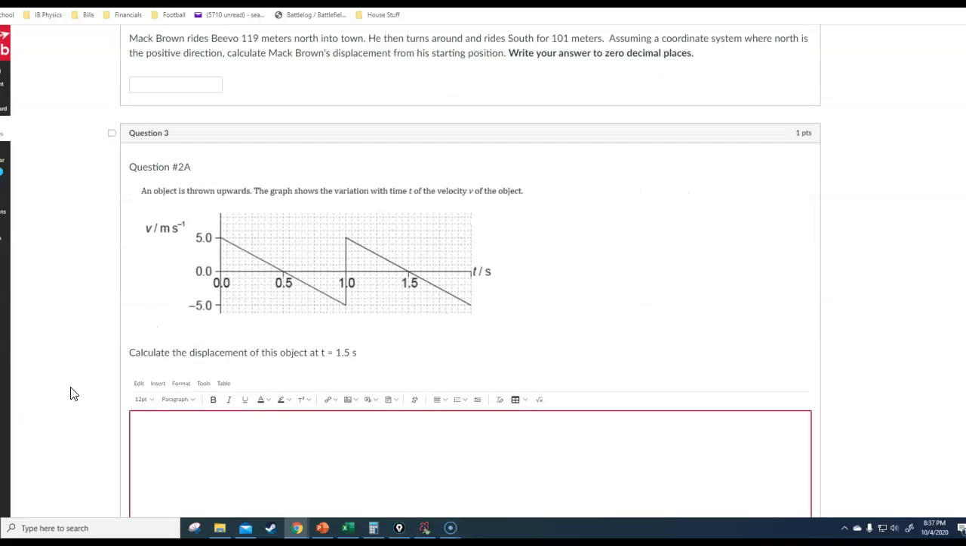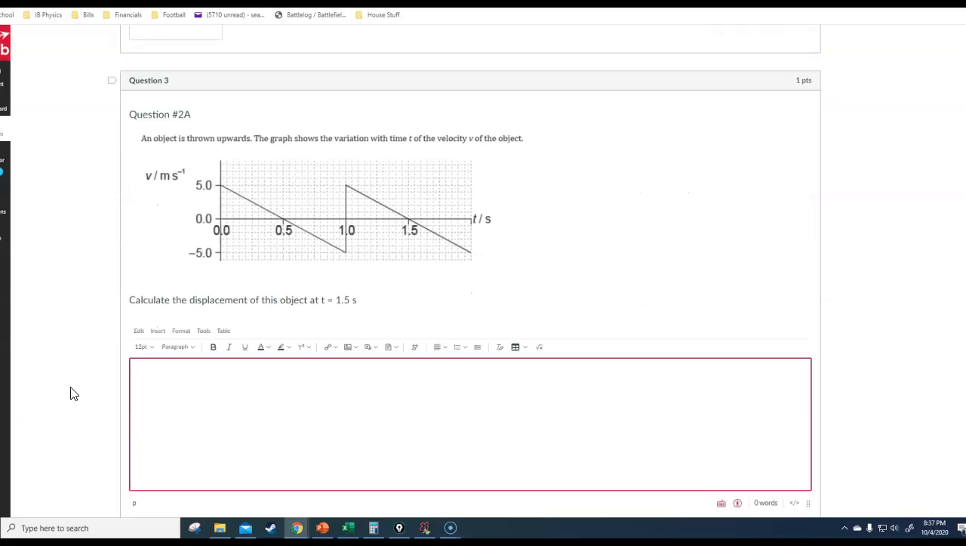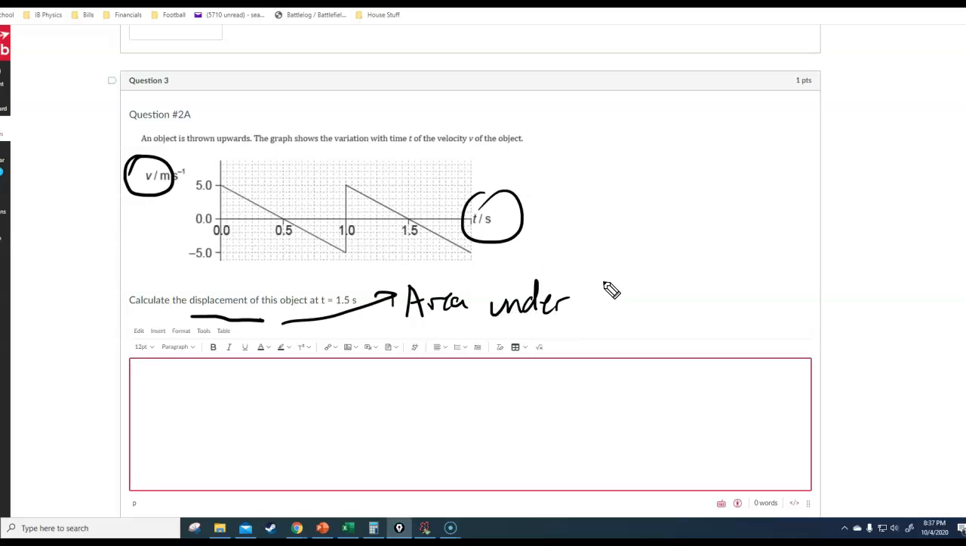Question number 2A. It says an object is thrown upwards. The graph shows variation with time t of the velocity v of the object. Calculate the displacement of this object at t equals 1.5 seconds. Okay, so a couple things. Number one, you had to know that on a velocity time graph, the displacement is the area under the graph. Okay, if you didn't know that, there's no way for you to answer this question.